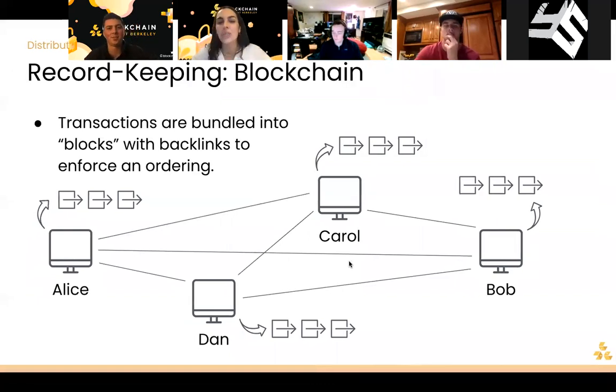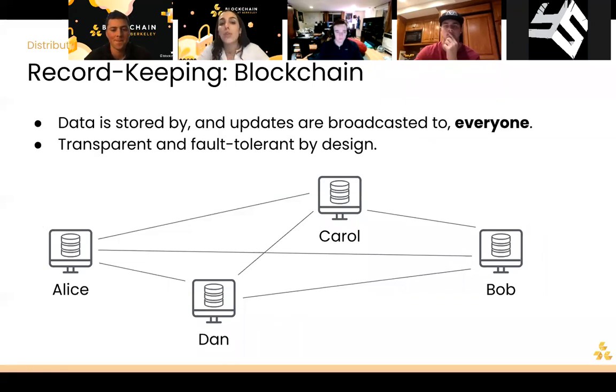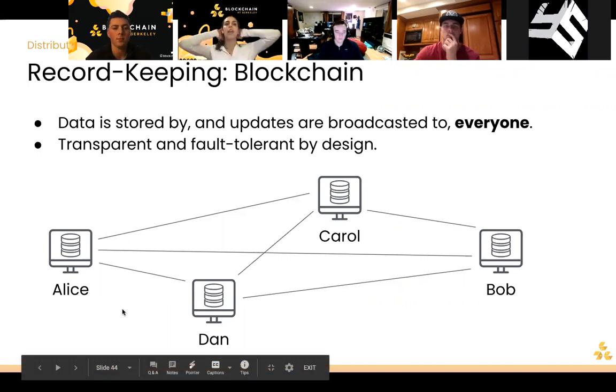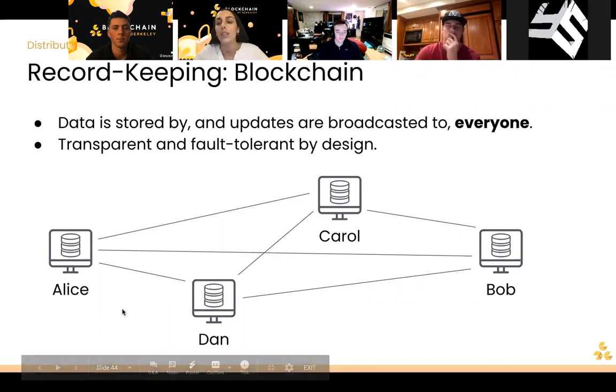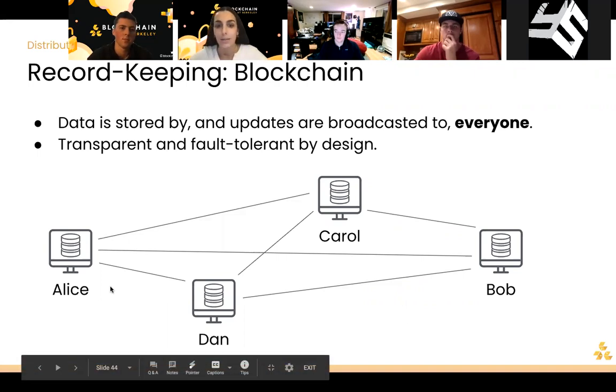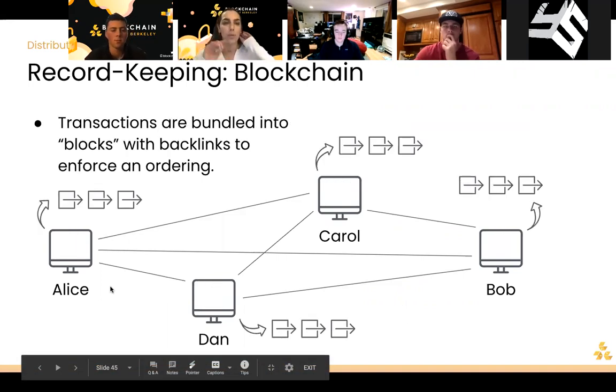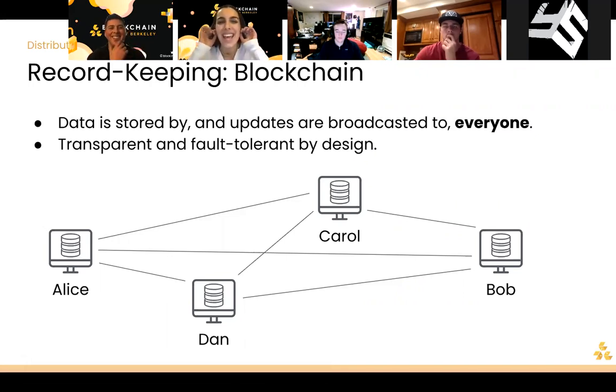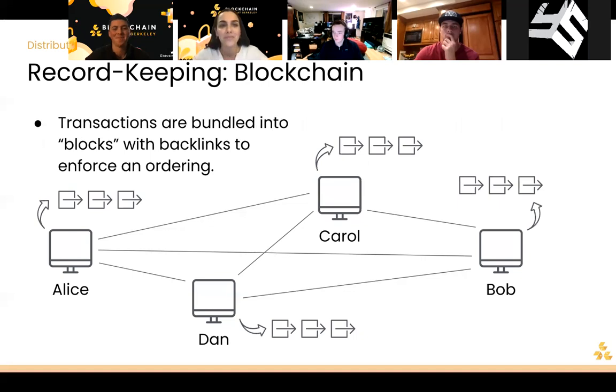And so once we find out a way for each of us to keep this record on our phones, we're able to tell if anyone messes with it. And so this is kind of where the tamper evidence aspect of blockchain comes in. In a blockchain, data is stored by and updates are broadcasted to everyone. So we all get to keep the data and we all get to decide if we want to update that data. And so this is transparent and fault tolerant by design. It becomes very obvious if someone messed with the system.